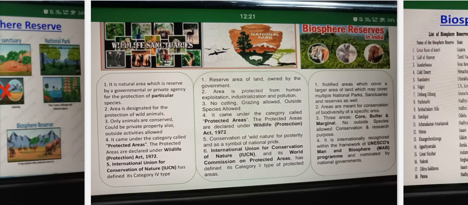It is a natural area which is reserved by a government or private agency for the protection of particular species. This is about wildlife sanctuary. Area is designated for the protection of wild animals. Only animals are conserved. Could be private property also. Outside activities allowed. It comes under the category called protected areas. Protected areas are declared under the Wildlife Protection Act 1972. The International Union for Conservation of Nature has defined its category 4 types.